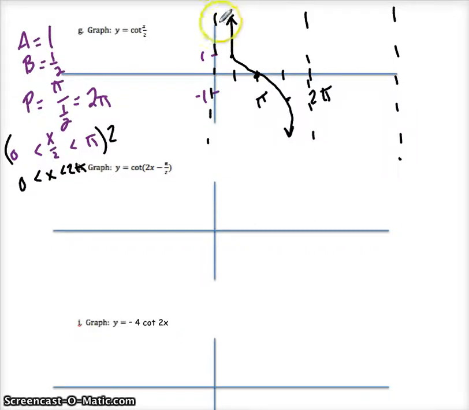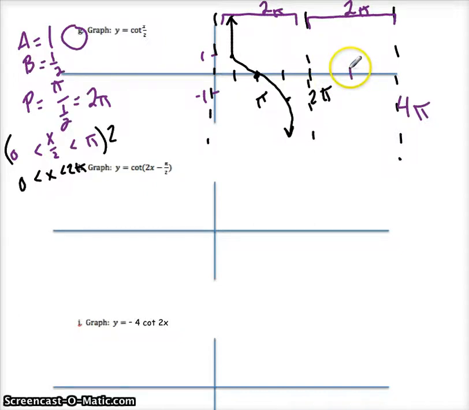We know that the distance between these two asymptotes for this function is 2 pi radians long. Therefore, the distance between the second pair of asymptotes should also be 2 pi radians long. So 2 pi plus 2 pi is 4 pi. And then we'll divide that into 4 equal parts and plot our graph.